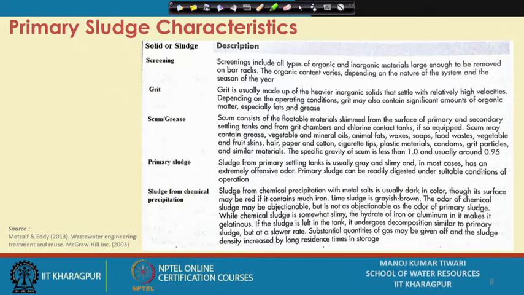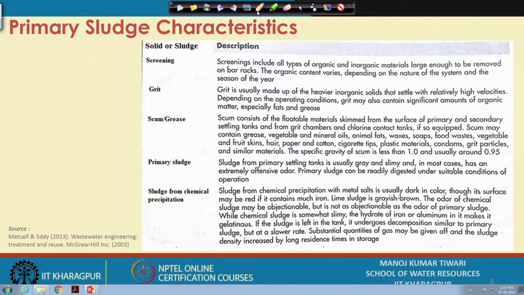So, to begin with, let us see the characteristics of the primary sludge. Although, as we said, the primary sludge basically comes from the primary settling tank, all the inert or non-biological sludge can also be included in the primary sludge. So, based on the source of the sludge, if it is coming from the screening, then screening sludge includes all types of organic and inorganic materials which are large enough to be removed by the bar racks. That is how they are removed.